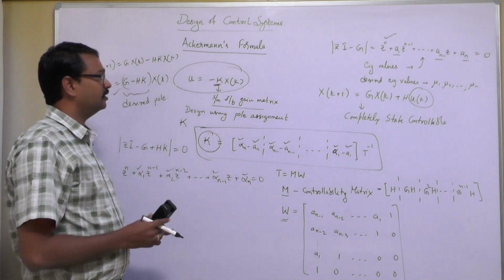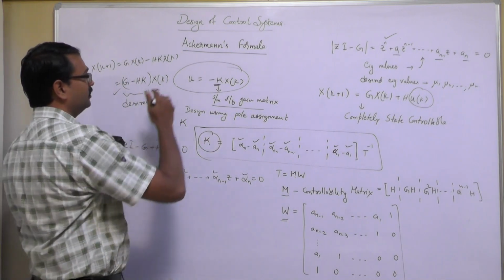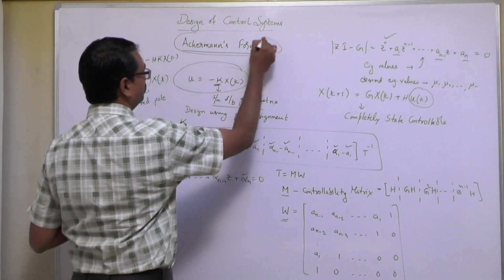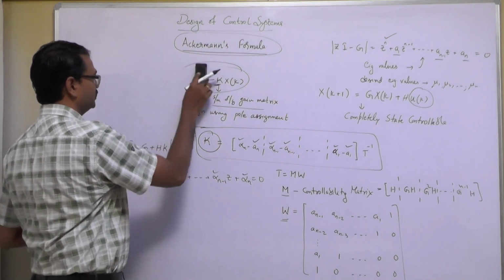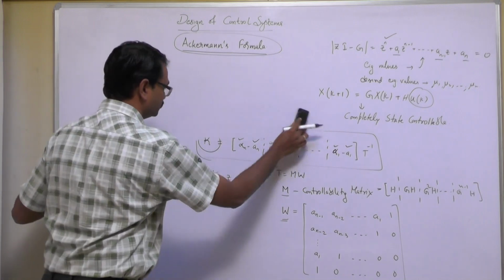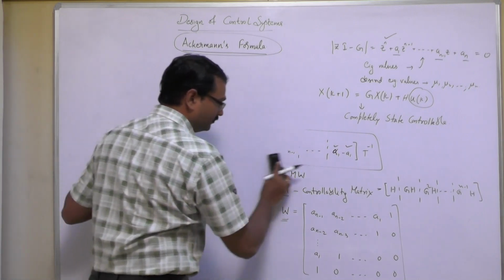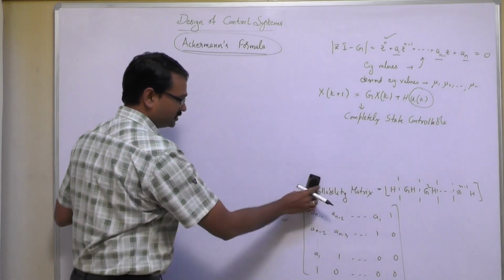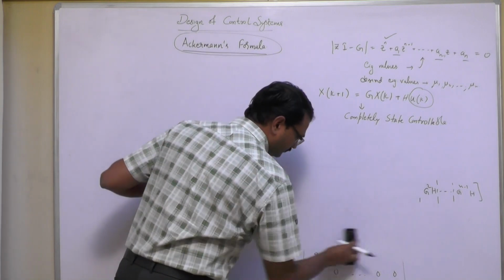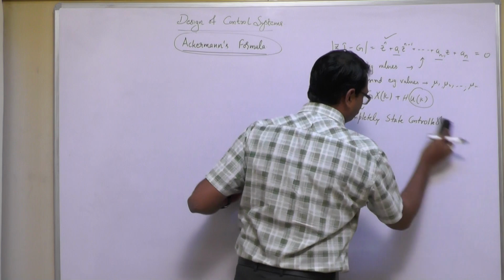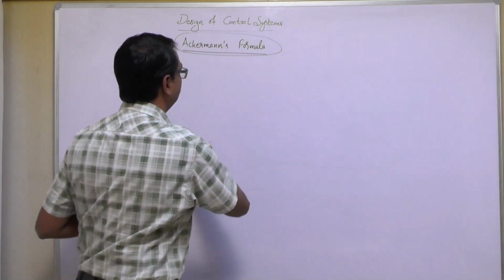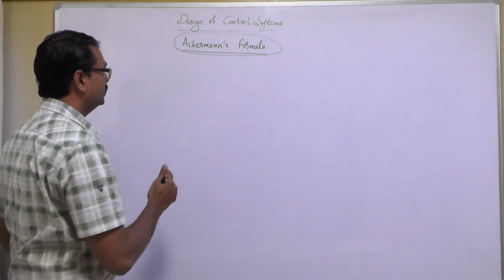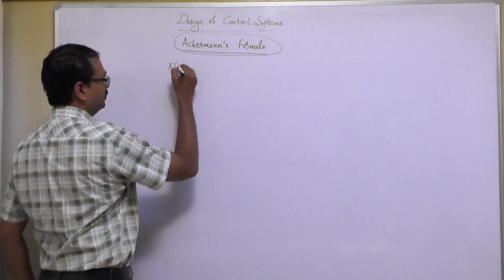We have many other forms, and one of these is called the Ackermann's formula, which we will be discussing today for the same system which we have studied yesterday. We are assuming that the system is completely state controllable, and we will stick to that basic assumption of all systems being completely state controllable. Now let us discuss the same system.